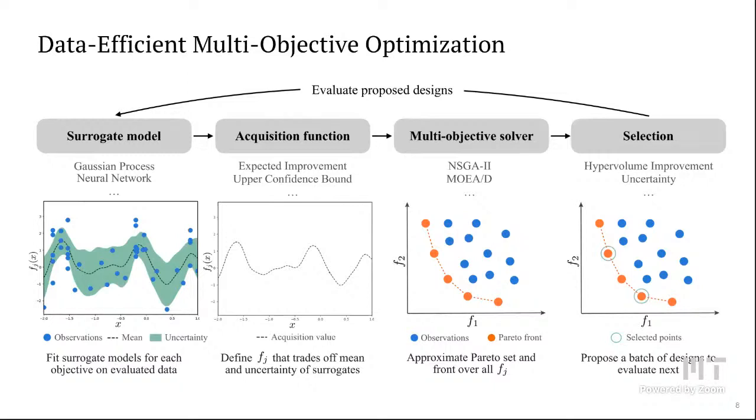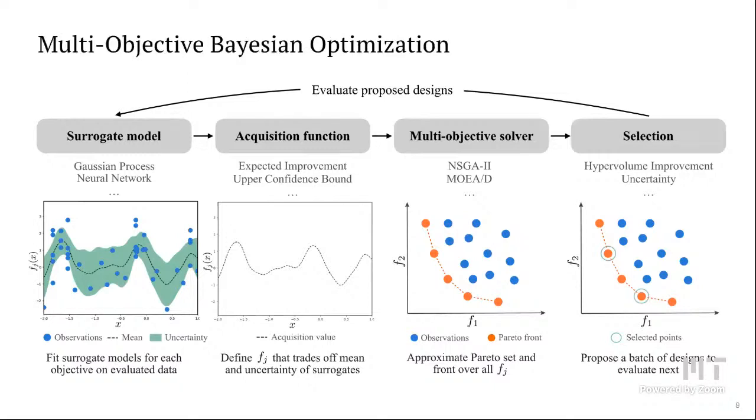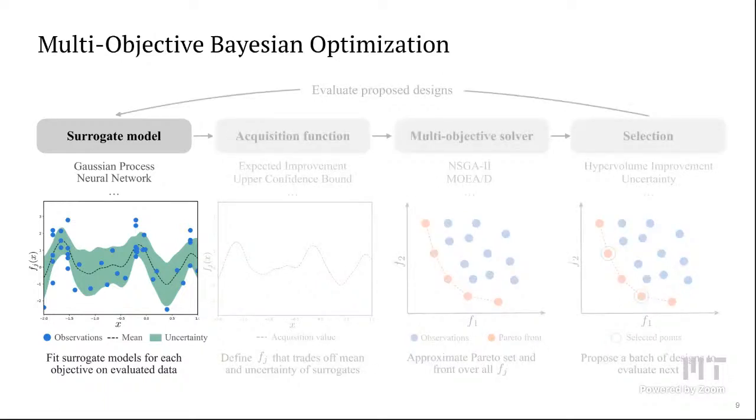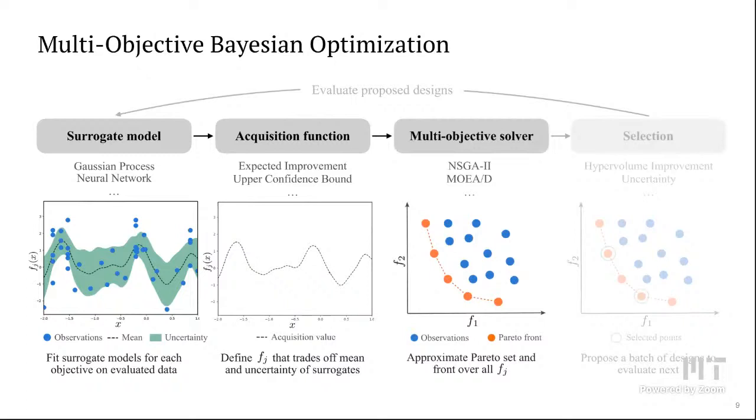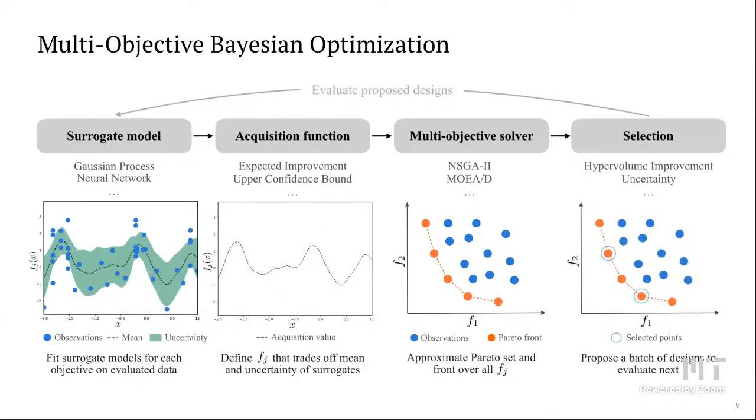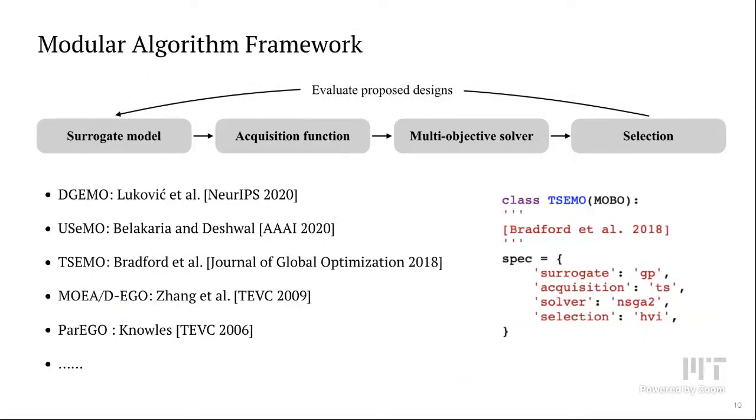The fundamental data efficiency of our platform comes from the concept of multi-objective Bayesian optimization, which is an iterative process consisting of first fitting a surrogate model based on the current data set, then defining an acquisition function that trades off exploration and exploitation, then using a multi-objective solver to approximate the Pareto set, and finally using a selection scheme to propose a batch of designs to evaluate next on the real-world problem. This framework is implemented in a highly modular way in our code base, and we support many state-of-the-art algorithms and also allow easy customization of new algorithms.